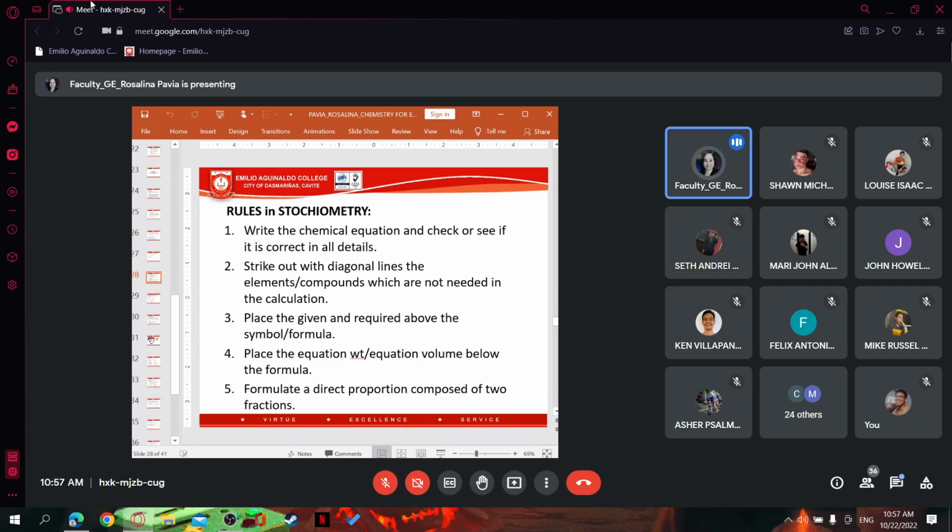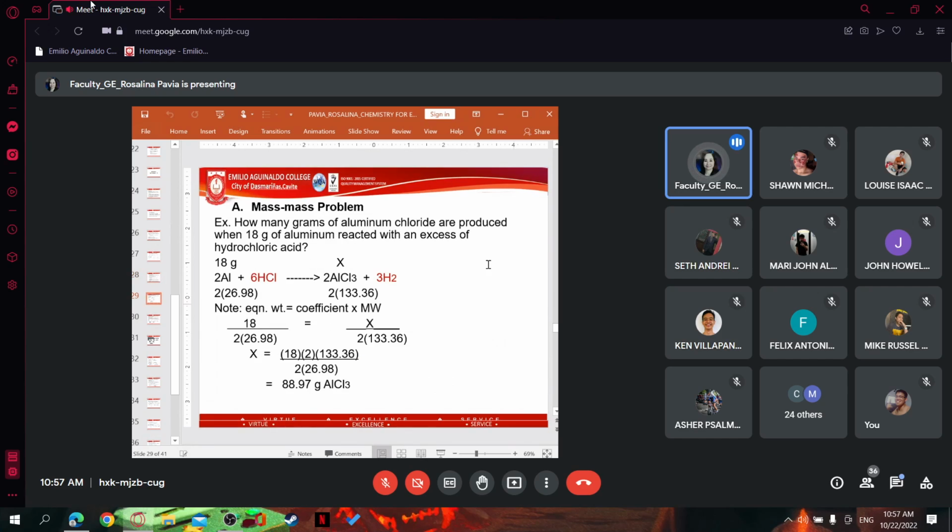Okay, to apply these rules, let us have an example. First, we will be dealing with mass problem. When you say mass problem class, the mass is given in the reactant and the mass is being asked for in the products or vice versa. Pwedeng nandito yung given, nandun sa product yung required, or nasa product yung given, nasa reactants naman yung required.